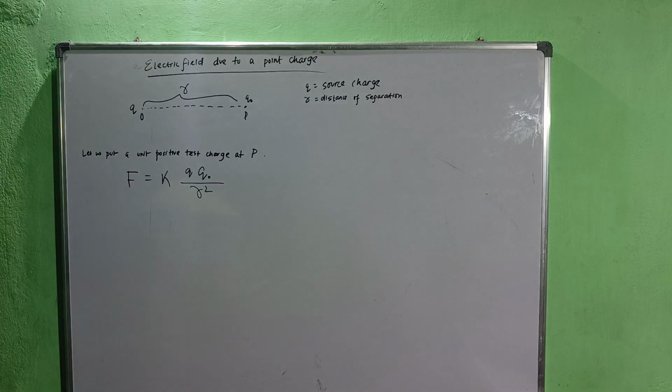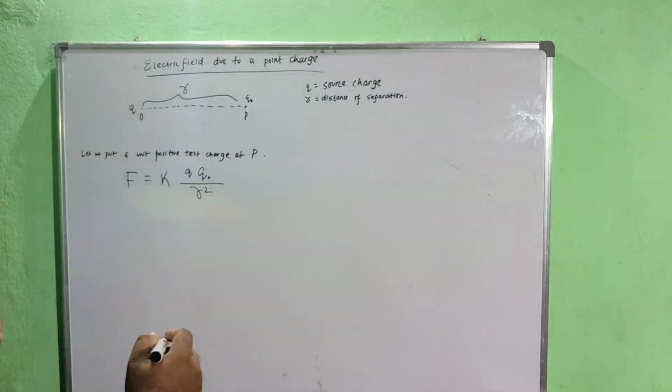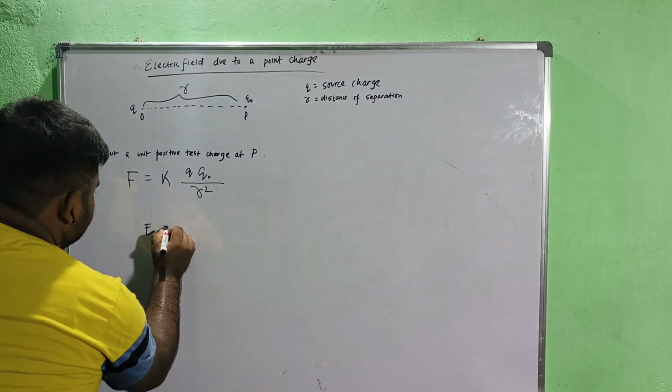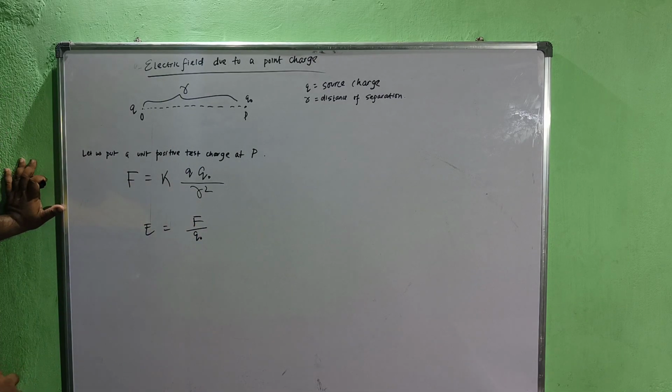So as we know, what is electric field? We know the qualitative definition of electric field, and the mathematical definition of electric field, that is E equals F by Q naught.